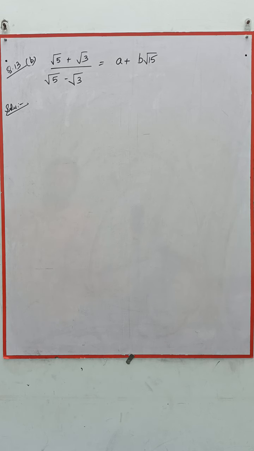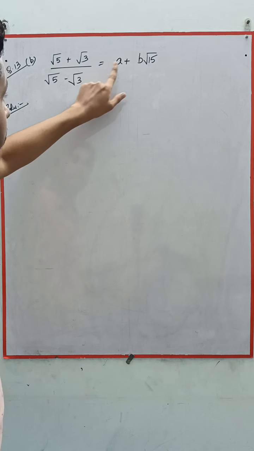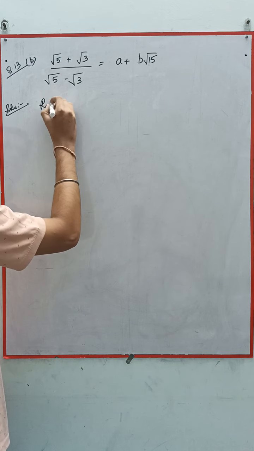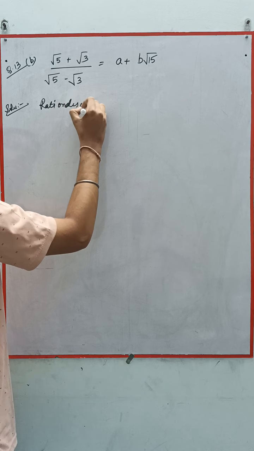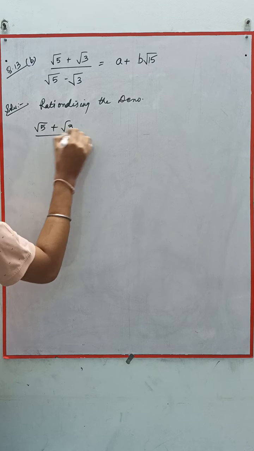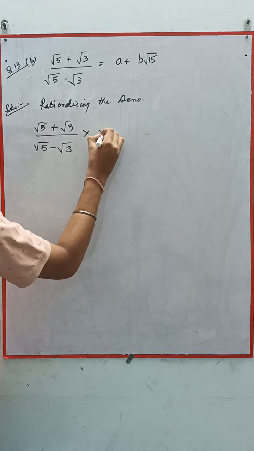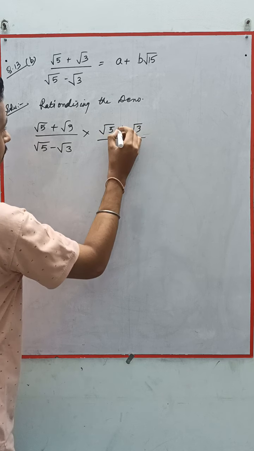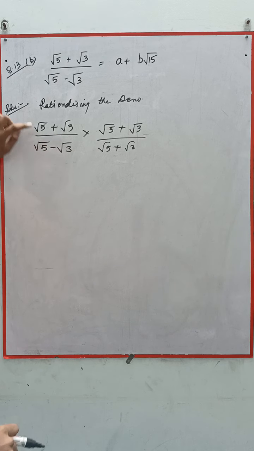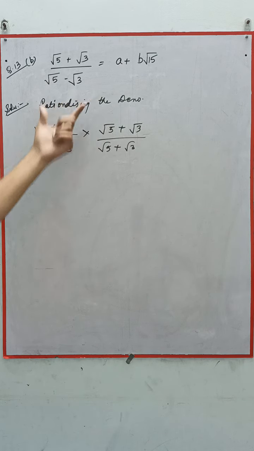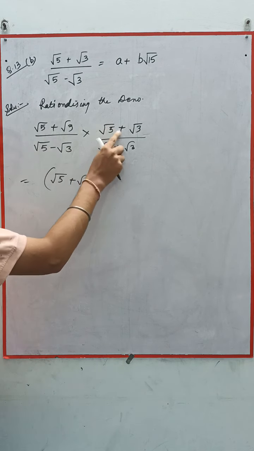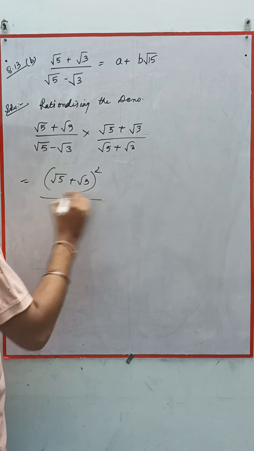Alright, so here we have (root 5 plus root 3) upon (root 5 minus root 3) equal to a plus b root 15. This is the question. So the very first step is to rationalize the denominator. So rationalizing the denominator, that is (root 5 plus root 3) upon (root 5 minus root 3) into (root 5 plus root 3) upon (root 5 plus root 3), because minus is here. Now in the numerator you have root 5 plus root 3, root 5 plus root 3. This can be written in a common bracket, that is (root 5 plus root 3) the whole square. Same sign, so whole square. Different sign means a square minus b square.